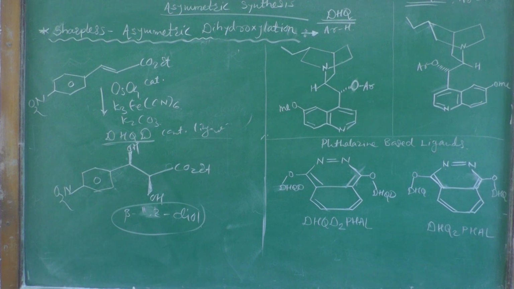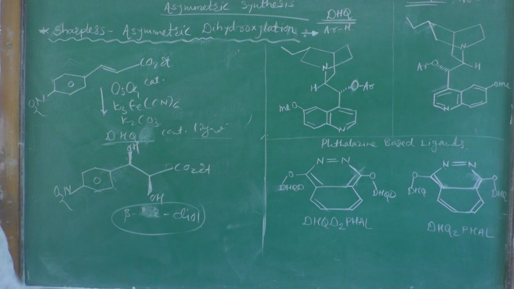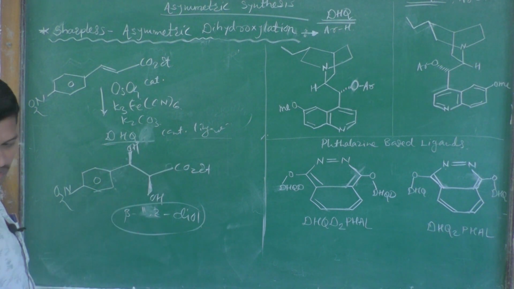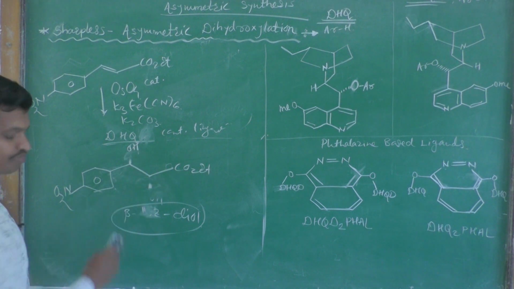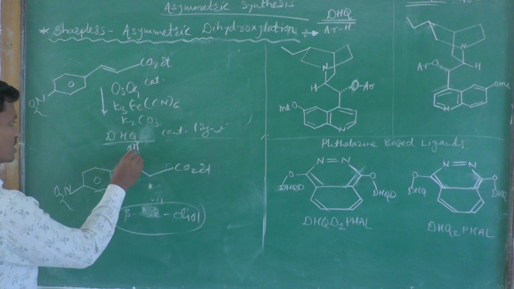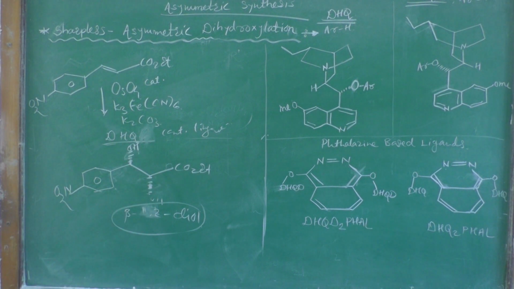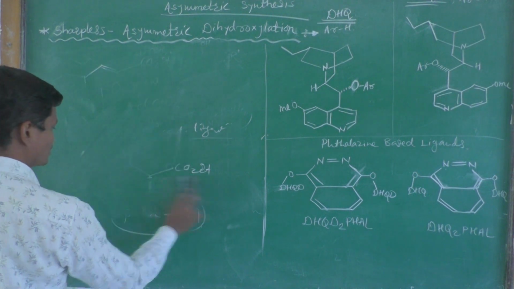And if you use only the DHQ containing ligand, if the problem is asked like that, the stereochemistry gets reversed here, and we get alpha hydroxyl, an alpha 1,2 diol. So this is the main difference between these reagents. One more example is there.